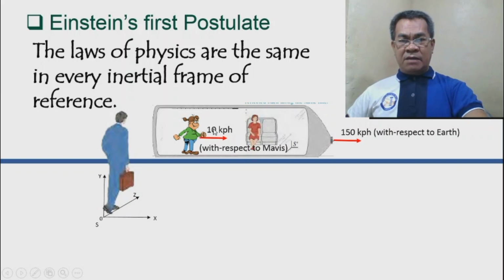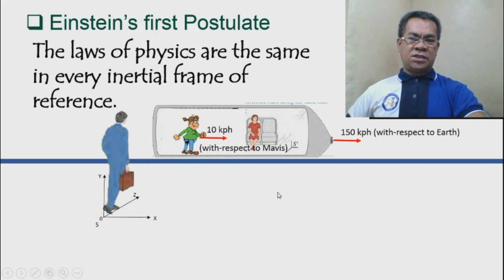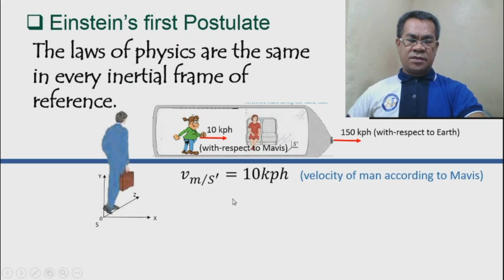While this 10 kilometers per hour is the speed of the man, and this is measured by Mavis. This is with respect to Mavis. The question now is, how much velocity is acquired by the man? Take note that according to Mavis, the man moves with 10 kilometers per hour. This is the velocity.